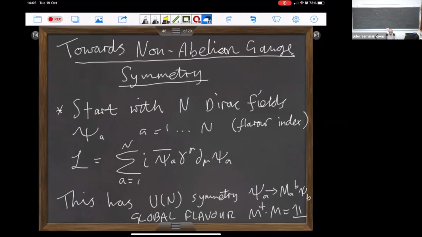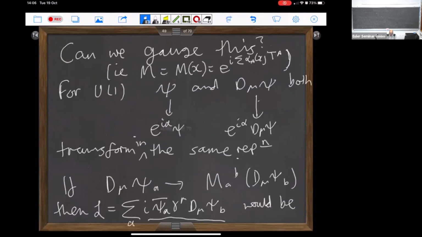So we began with the Lagrangian for N non-interacting Dirac fields, and this Lagrangian has a unitary symmetry group, so U(N) symmetry. And in fact, as we've seen, it actually has U(N) left times U(N) right symmetry. And the question was, can we gauge the symmetry?